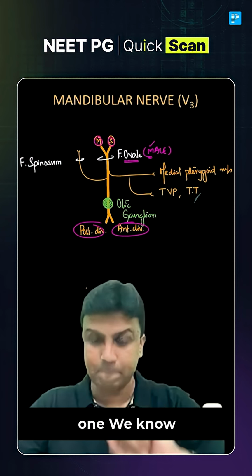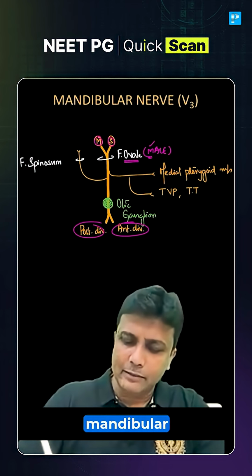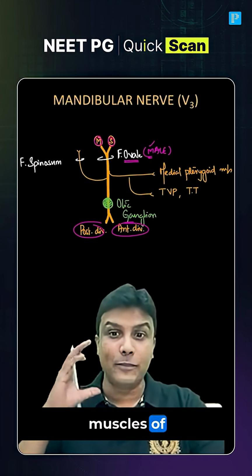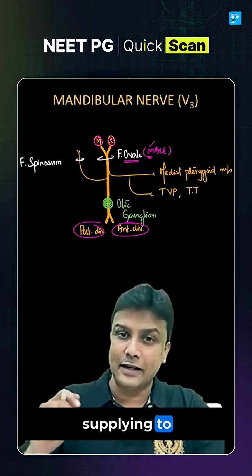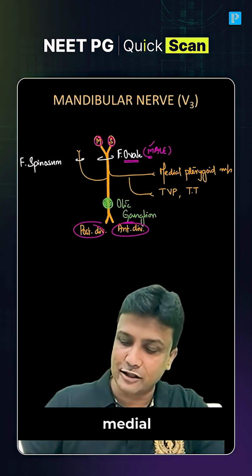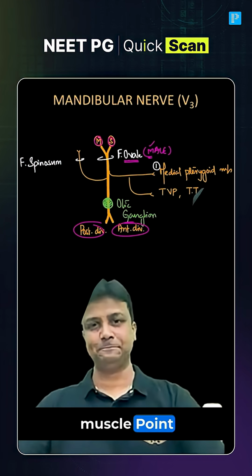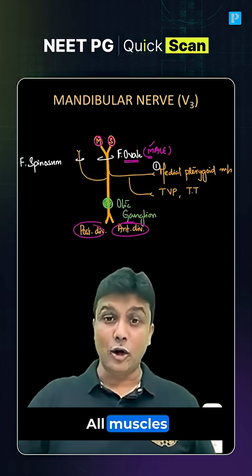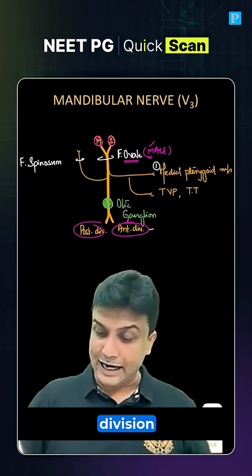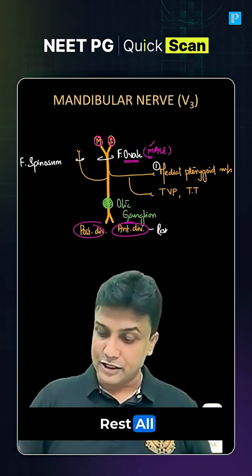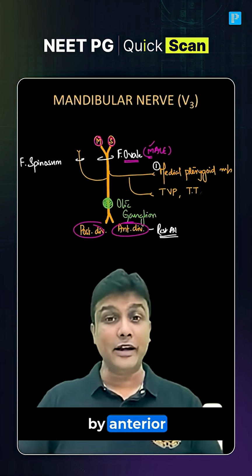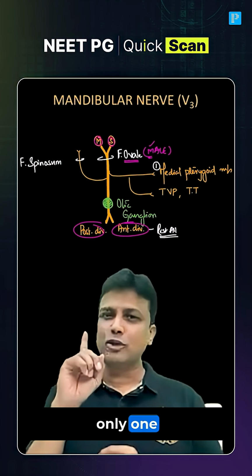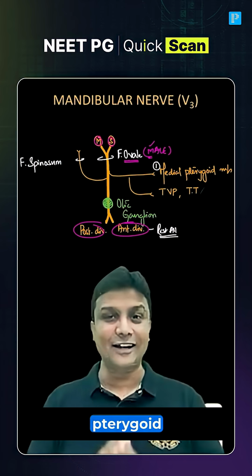Point number one. We know that mandibular nerve V3 is supplying all the muscles of mastication. And out of the 4 muscles of mastication, the trunk is supplying one muscle of mastication. Remember, medial pterygoid muscle. Point number one. Rest all muscles of mastication will be supplied by the anterior division, but they have already asked in the exam, the trunk will be supplying only one muscle of mastication, that is medial pterygoid.